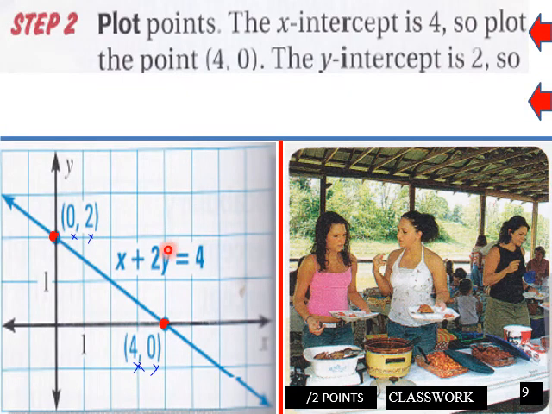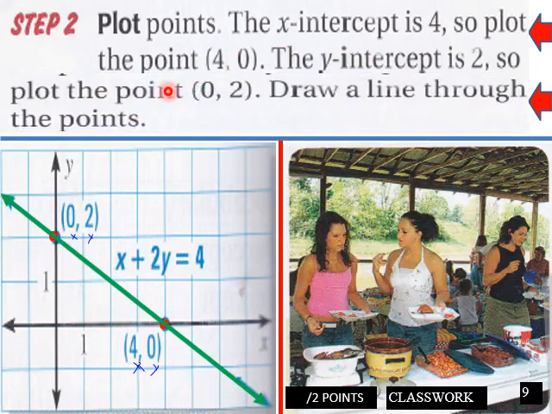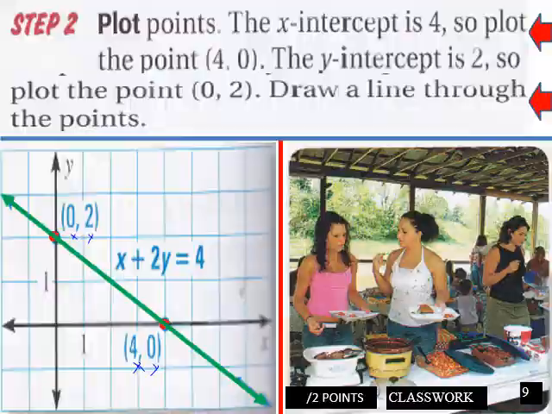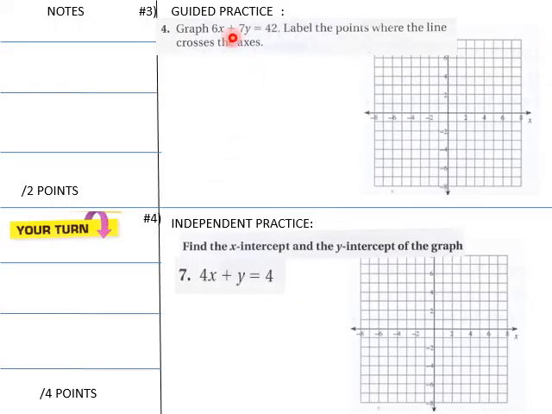Plot the points. So here is a look at the graph for this equation. And there's your line through the two intercepts. That's the idea of using intercepts to graph. Graph 6x plus 7y equals 42. Label the points where the line crosses the axes. Students, this is your equation here to graph using the x- and y-intercepts.